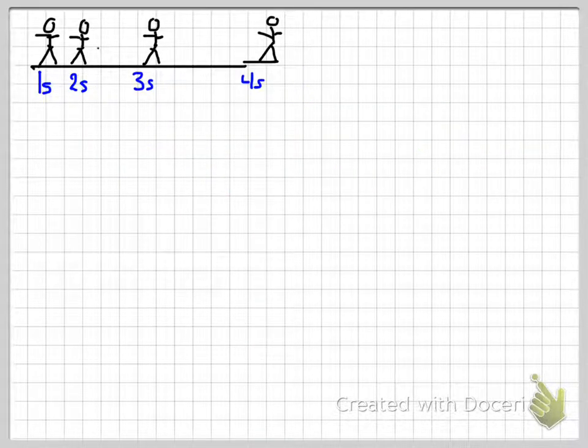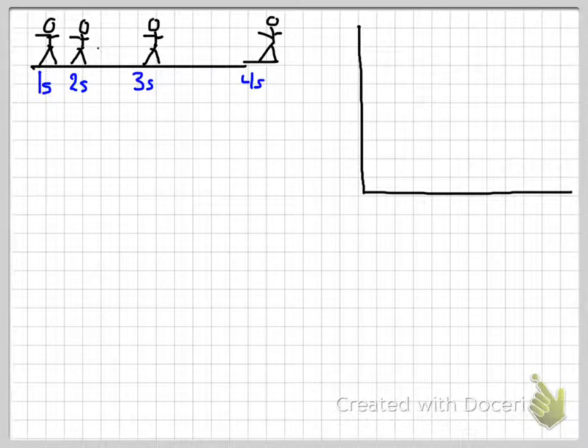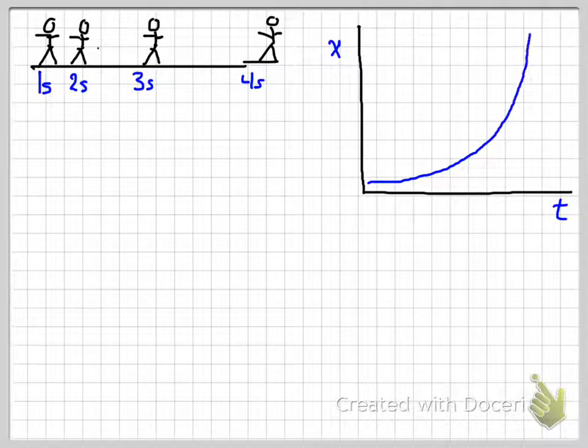An object that is speeding up might look something like this, where there's more and more space between the objects every second. When you graph the position of something over time, as it's speeding up, that means the slope would be increasing. So you'd start out with a small slope, flat means it's 0, and then you end up with some big positive slope. So that shows you that something is speeding up.